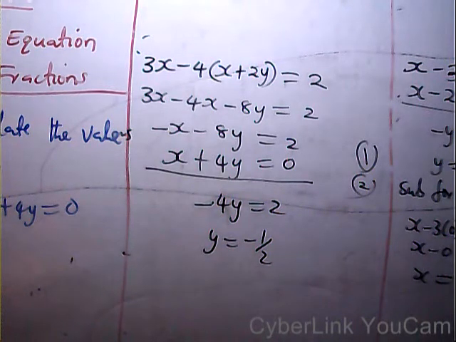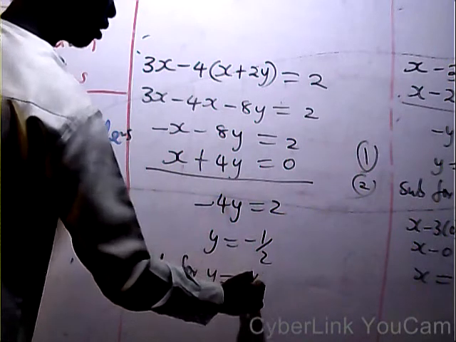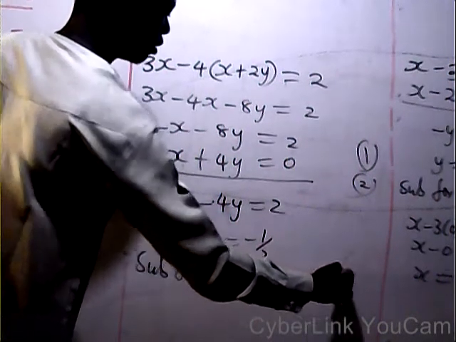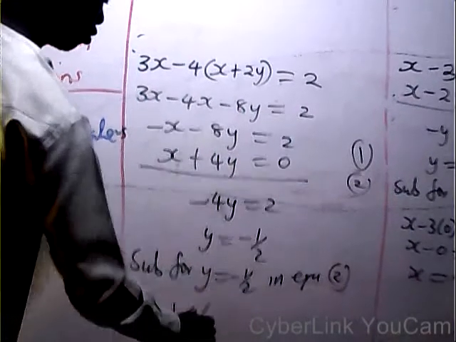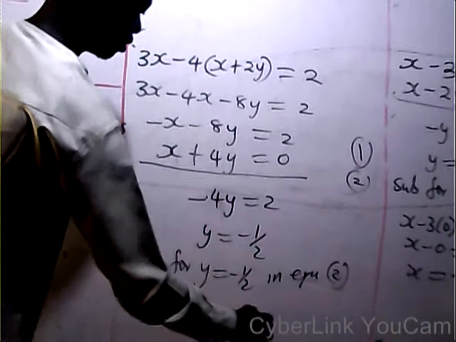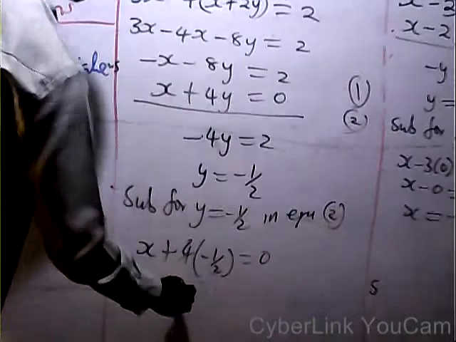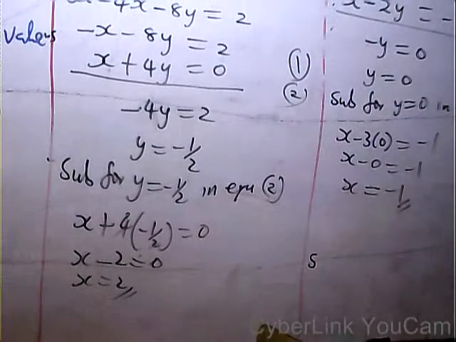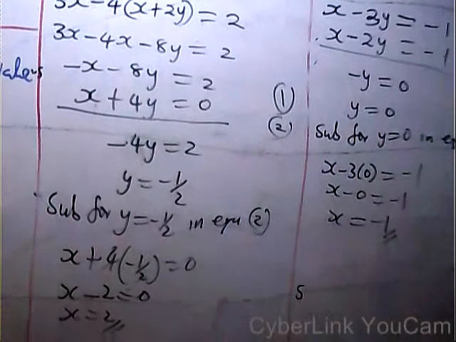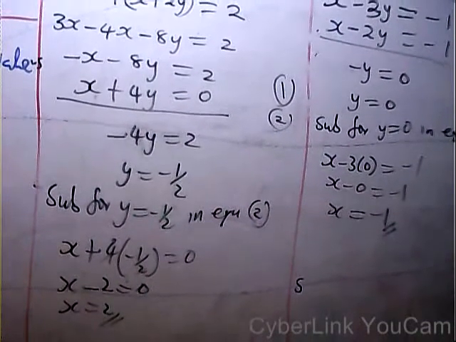So we can now substitute into the equation. We use equation 2. I will solve for y equal to minus half in equation 2. So if I do that, I will have x plus 4, open the bracket, minus half is equal to 0. So x minus 2 is equal to 0, since 4 times minus half is minus 2. So x is equal to 2. So that means y is equal to minus half and x is equal to 2. And that is the solution to that.